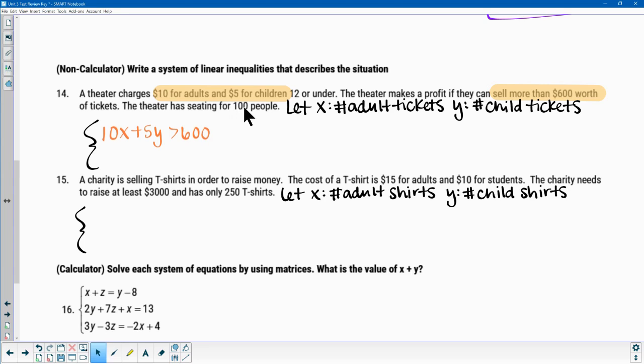And they have a theater that can seat 100 people. So the combination of adult tickets and child tickets cannot exceed 100. It could equal 100, it just can't be more than that.